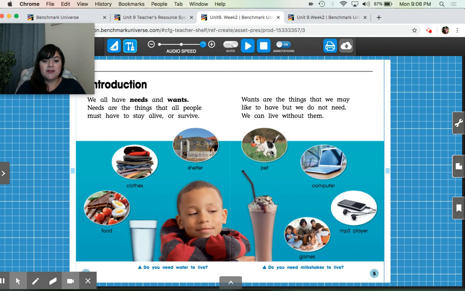A pet. Is that a need or a want? That's a want. You want to have a puppy, but you don't need it to survive. A computer. Is that a need or a want? It's a want. You don't need it to survive, but you do want it to use it for school. An MP3 player, something you use to listen to music. And games, are those needs or wants? Wants, very good.